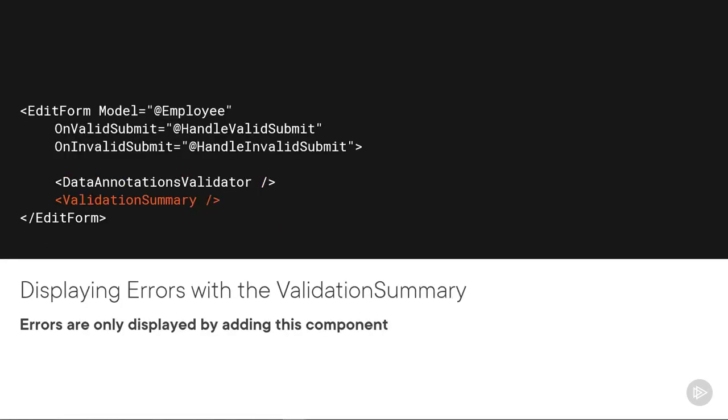Now, validation errors won't be visualized automatically. Instead, we need to bring in the validation summary. That will render by default a list of all error messages that we have in the form.